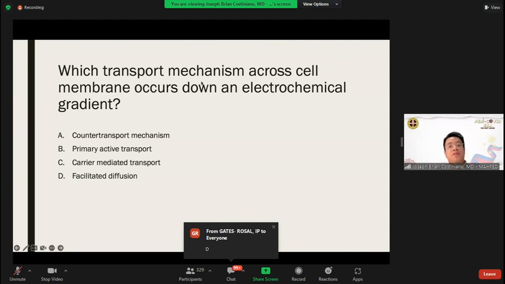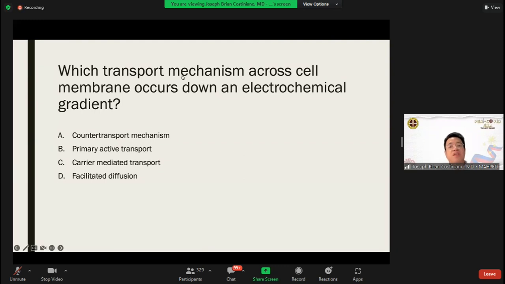Okay. So, majority answered letter D. Okay. Kasi, let's attack the question, ha? Let's go to the stem of the question. Ang tanong ay, ano ba daw na transport mechanism across a cell membrane occurs down an electrochemical gradient? So, when you say down an electrochemical gradient from high concentration to low concentration, and it does not require any energy. Okay? Does not require energy.